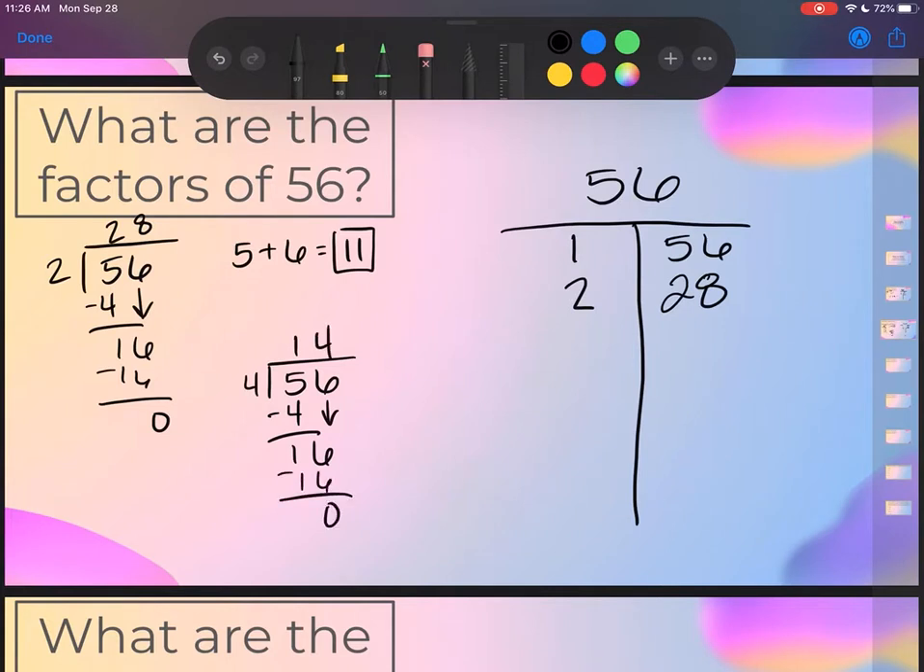I get 16. 4 times 4 is 16. And what do you know? It goes in evenly. I don't have any remainders. So 4 times 14 is 56. Right? That's what we just did in our division.